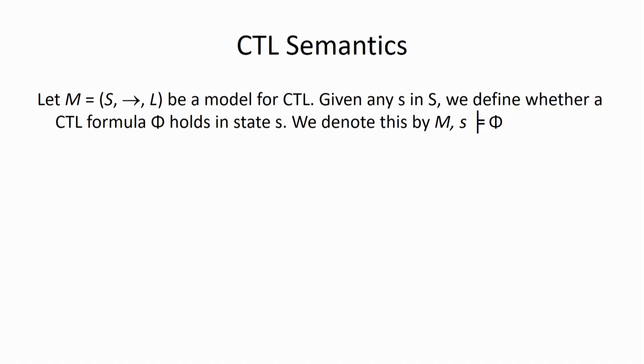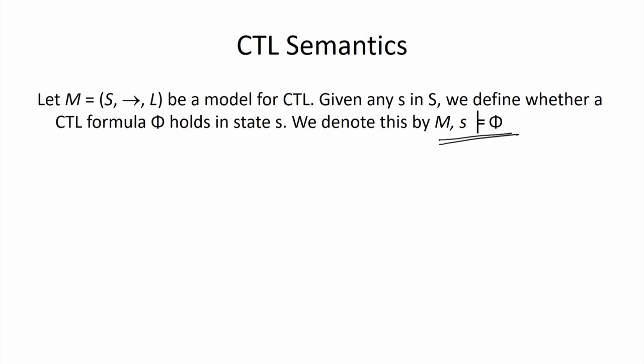Now, how are we going to define the semantics? Let M be a model. M has the components: the set of states, the transition relation, and the labeling function. Let M be a model of a CTL formula. Given any state s in S, we define whether a CTL formula phi holds in state s. We denote this by M, s models phi. On the other hand, we can say that the CTL formula phi holds in the state s of the given model M.